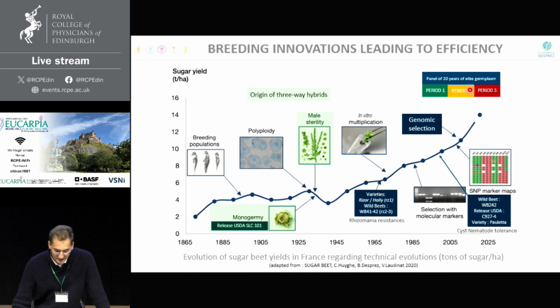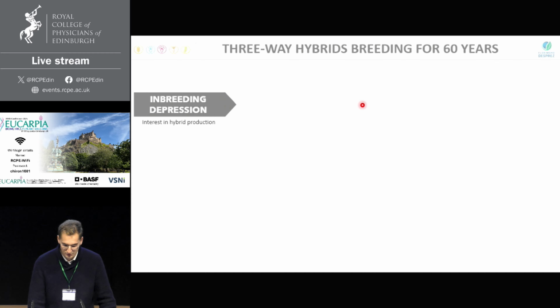And today I'm going to present you the results from a panel of 20 years of elite germplasm, that are located here, the past 20 years with 3 breeding periods. So just to quickly explain how we came up with three-way hybrids in sugar beet.